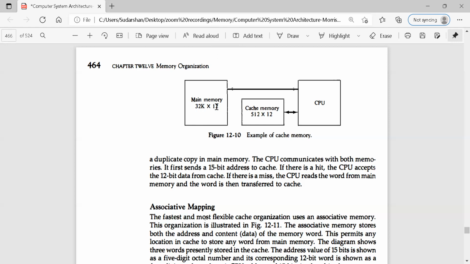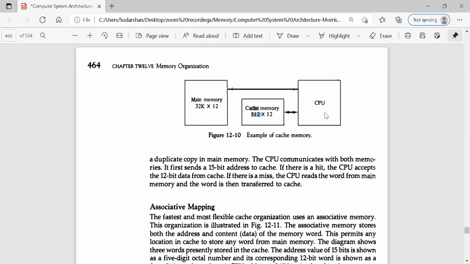In other words, this computer has a 12-bit word length, shortly referred to as a word. So the address bus is 15 bits long and the data bus is 12 bits long. And the cache memory size is 512. 512 locations are there in cache, which means we require 9 address bits to refer to each and every cache memory location, and each cache location stores 12 bits.